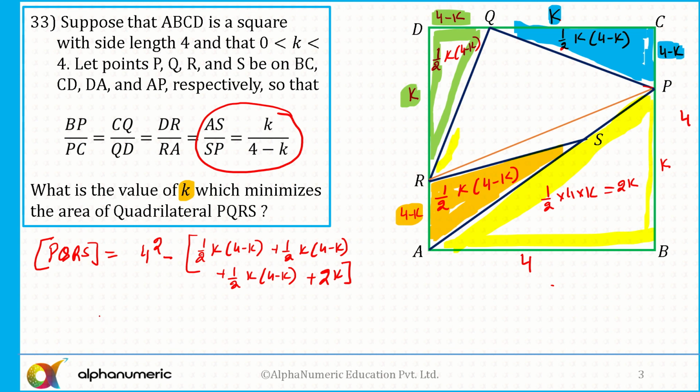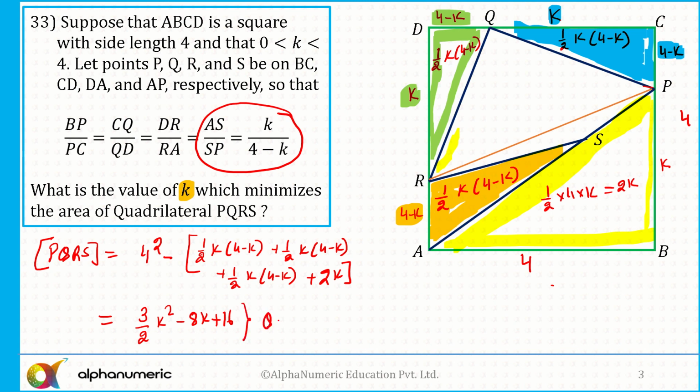And now you need to solve this. So if you solve all of them, you get the area of the quadrilateral PQRS. Alright, so the final equation comes out to be, I am writing it directly, 3 by 2 k square minus 8k plus 16 here.